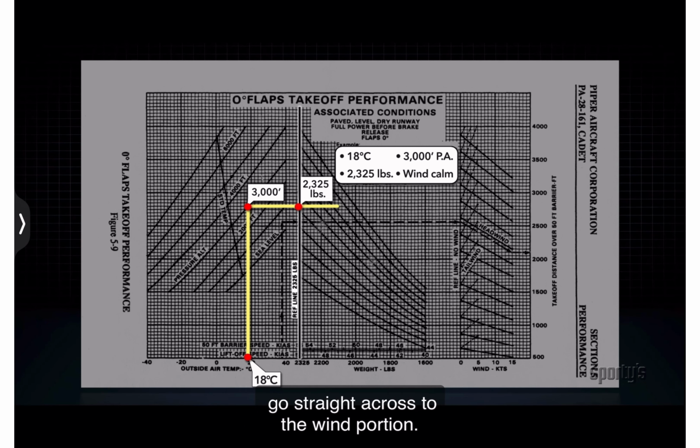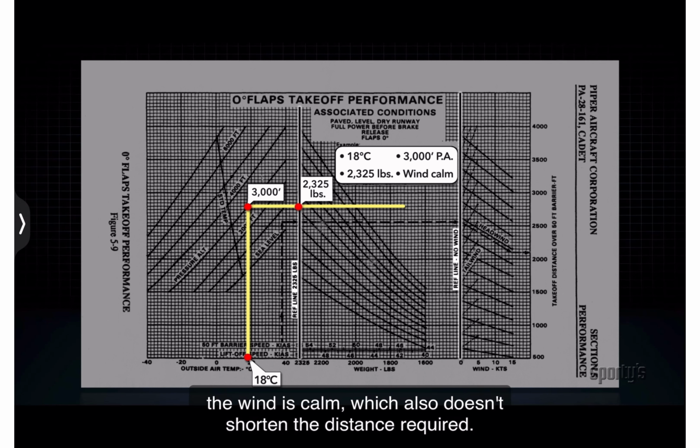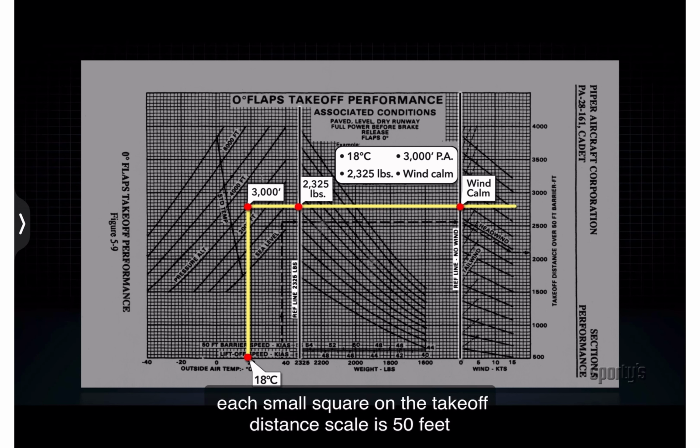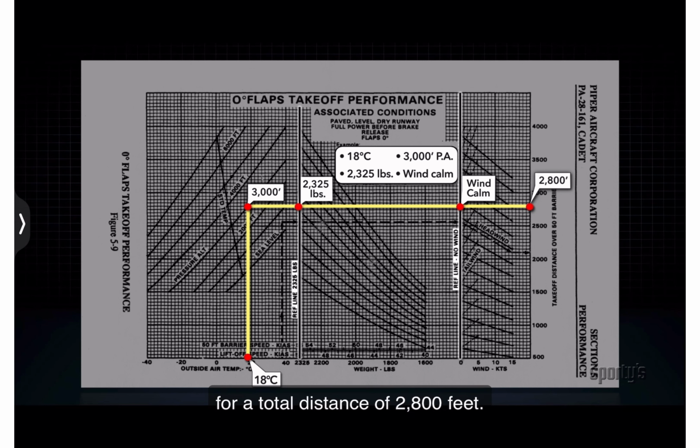Go straight across to the wind portion. The wind is calm, which also doesn't shorten the distance required. The plot then goes straight through the wind portion. Each small square on the takeoff distance scale is 50 feet, for a total distance of 2,800 feet.